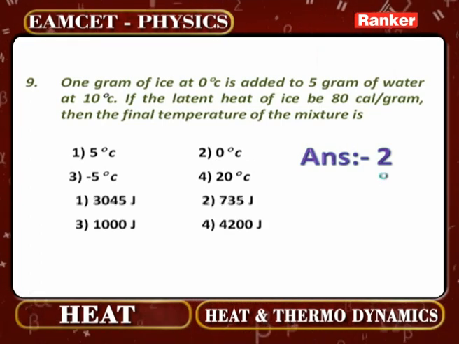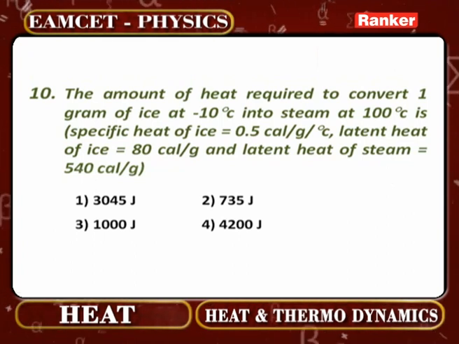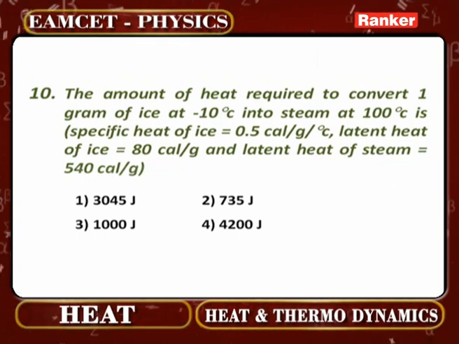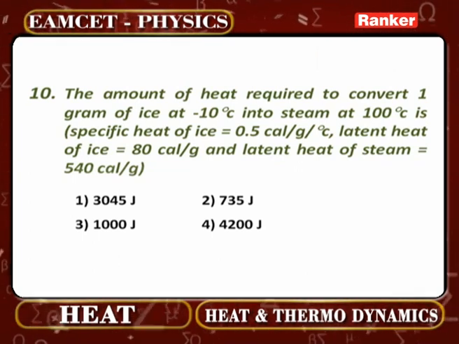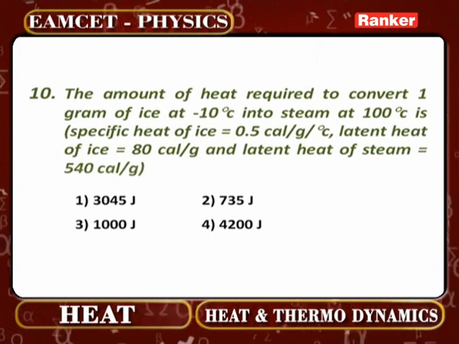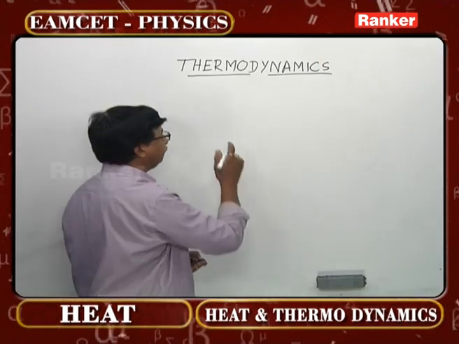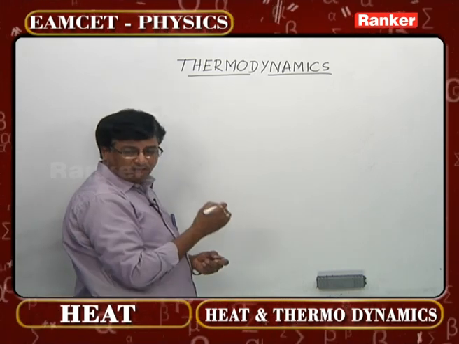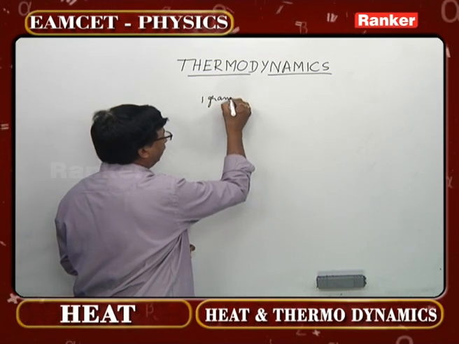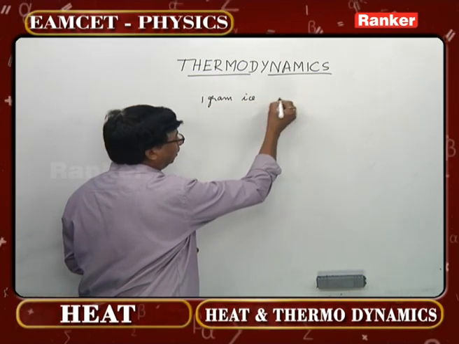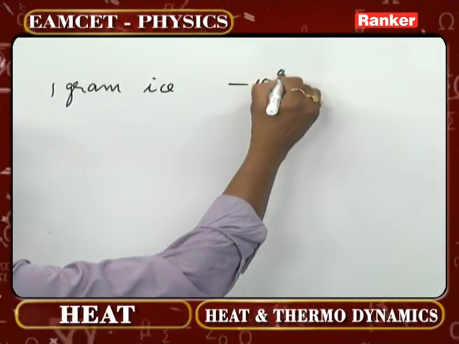Look at the next one, that is question number 10. The amount of heat required to convert 1 gram of ice at minus 10 degrees centigrade into steam at 100 degrees centigrade is how much? This particular type of question needs some understanding. In the sense we are having 1 gram of ice, 1 gram of ice, okay. What is the temperature?